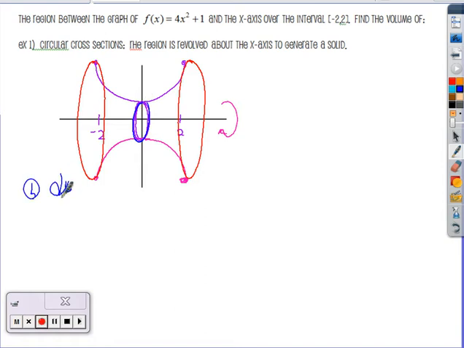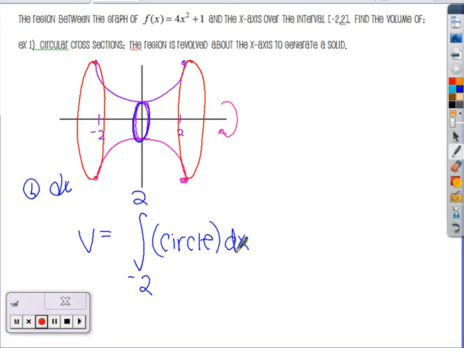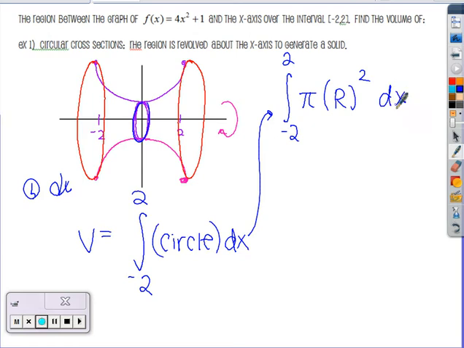Now that I know it's a dx problem, I'm going to need x values for everything. So let's start off with volume is equal to, my x values would go from -2 to +2. I know I'm going to be doing the cross-section of a circle, and it's a dx problem. So that's where I start. In terms of finding the circle, we always start off with writing a formula. Write out the formula of what you want. So in this case, I'm going to need to find the radius.